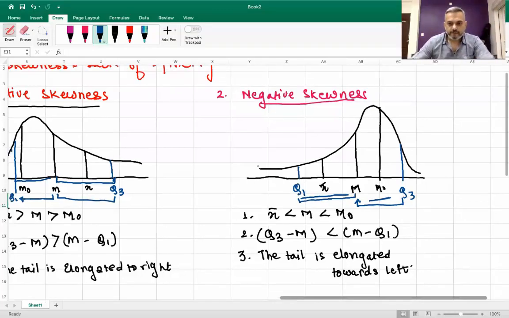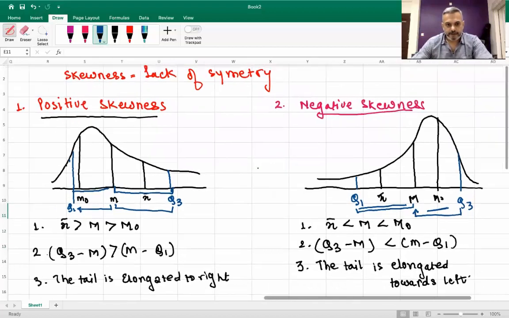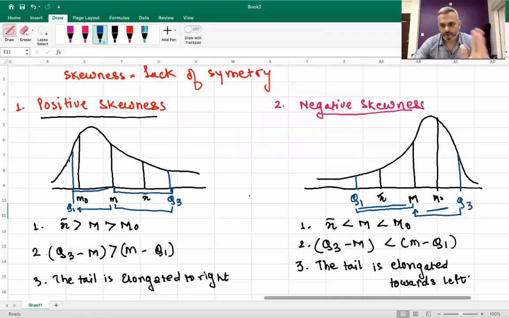Okay. So please draw the diagram and write. These three are the characteristics of positive skewness, negative skewness. They can come in exam, very important. You have to draw the diagram, do the plotting, and write all the three. Okay, important for theory. Please do the needful.